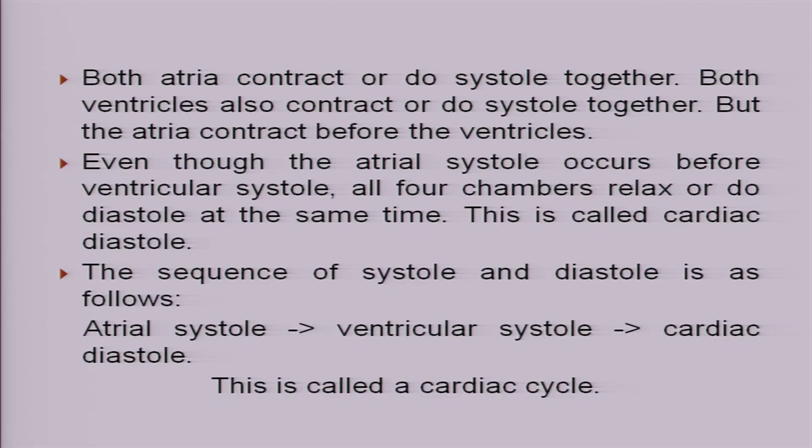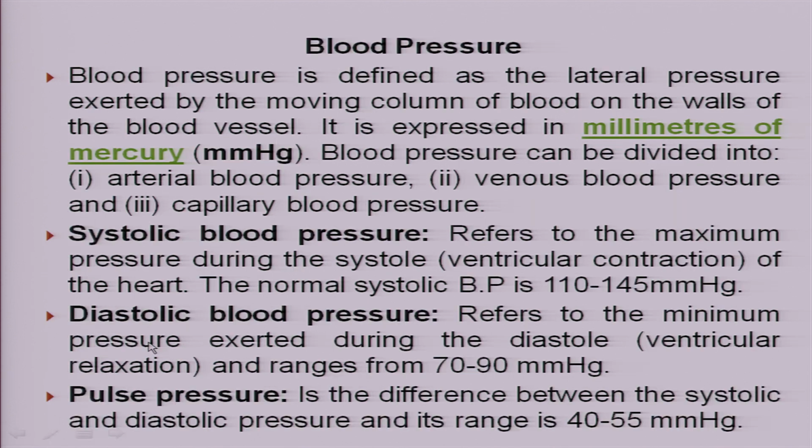So this one cycle of systole, atrial systole, ventricular systole and diastole together forms one cardiac cycle. So this was about the cardiac cycle. Now next we also have to understand what blood pressure is. These things are all related.